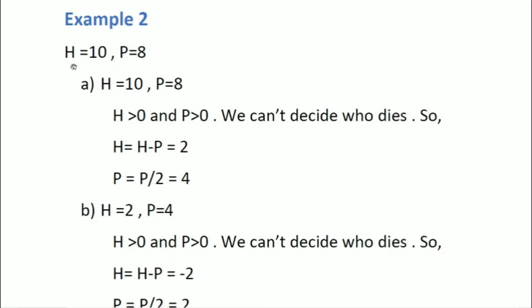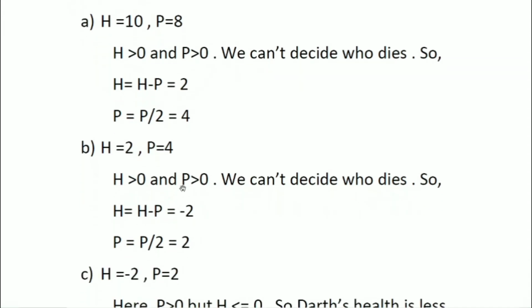Here is the example. Here we have considered the health of Darth as 10 and power as 8. Since both the values are positive, we will subtract P from H, so our H will be 2, and then we will divide P by 2, so our power will be 4. Now again, since both the values are positive, we will again subtract P from H, so our H will be minus 2, that is 2 minus 4, and then we will again divide P by 2, so the power will be 4 divided by 2, that is 2.